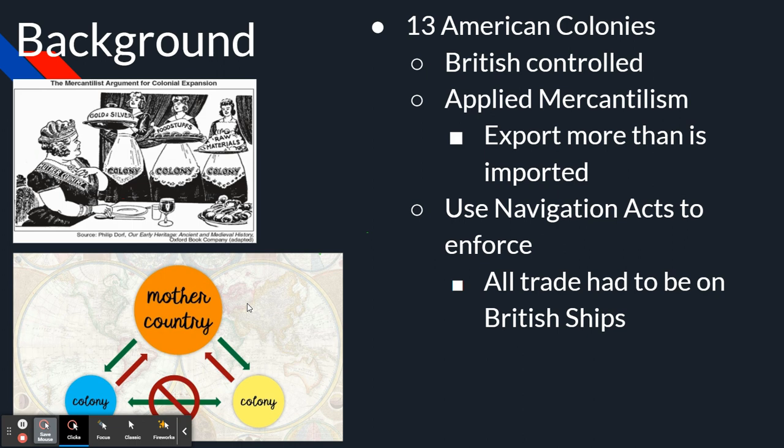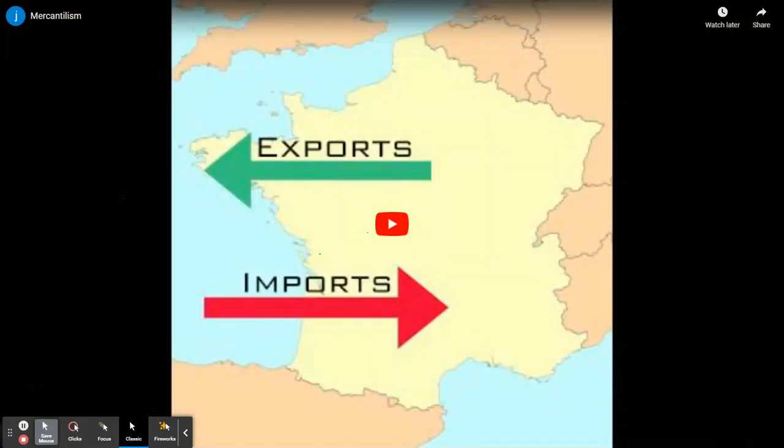The way that the British enforce this is what's called the Navigation Acts. So the Navigation Acts allow the British to make it so all trade coming to and from the American colonies has to be on British ships and has to stop in Britain. This controls the colonies, it controls the flow of money, but it makes the colonists feel like they're limited in what they can do. So this video is just a video that explains mercantilism a little more in depth. It should be unblocked if you want to watch it to study.